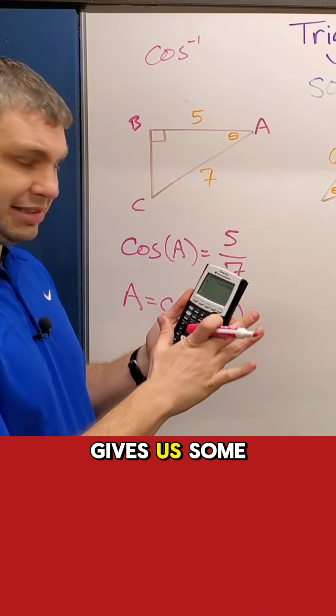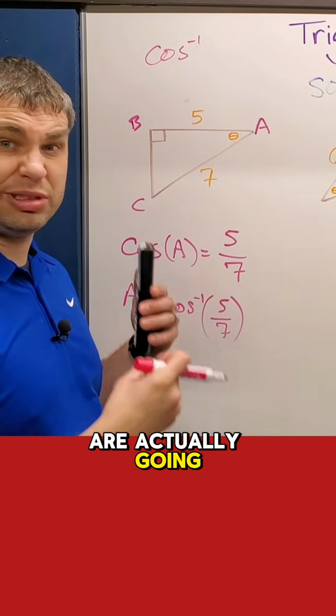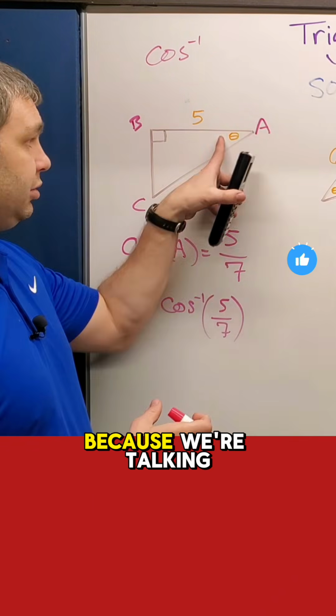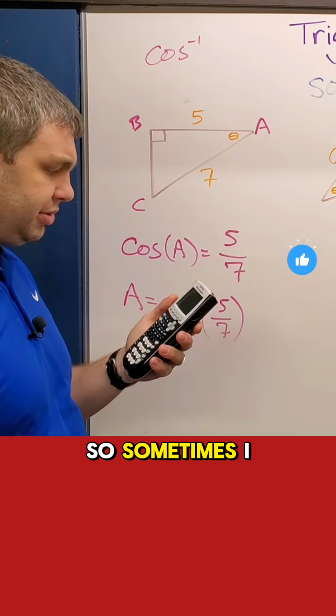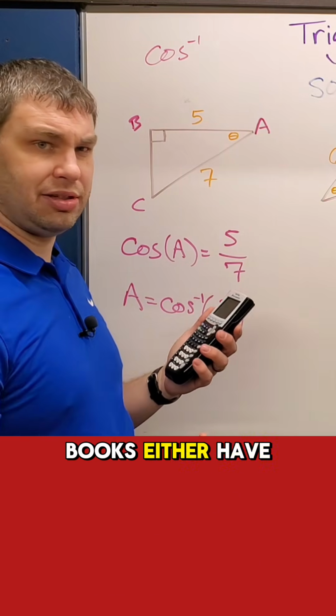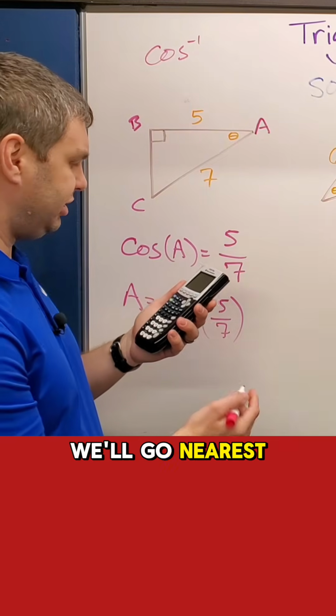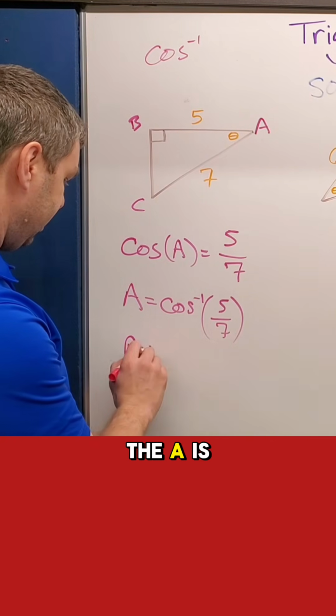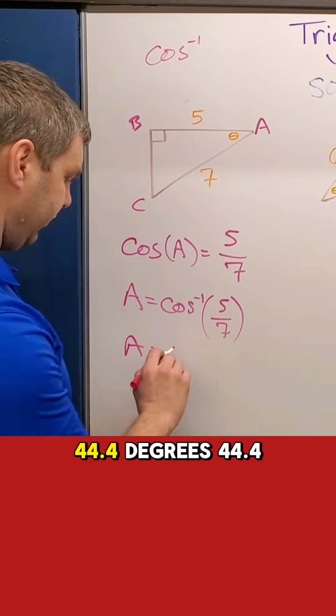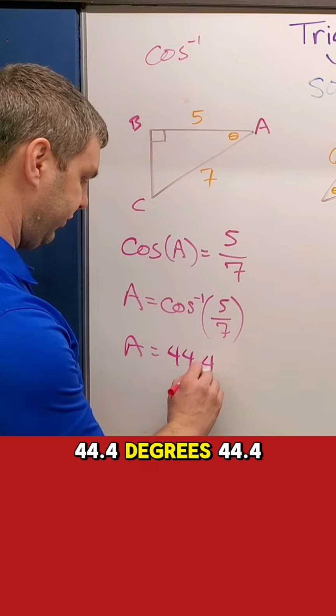Enter, and this gives us some numbers, and those numbers are actually going to be in degrees because we're talking about an angle. So sometimes I think most books either have you round to the nearest whole degree or maybe to the nearest tenth. We'll go nearest tenth, and this one happens to be that A is going to be 44.4 degrees, 44.4.